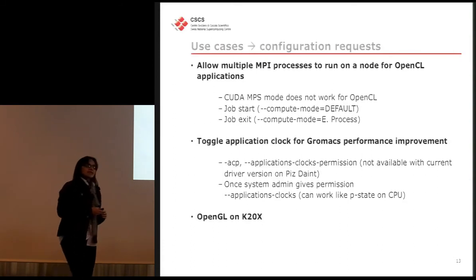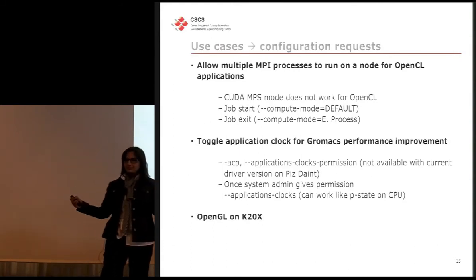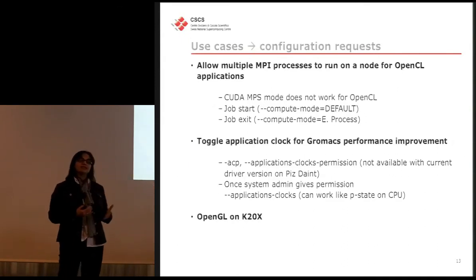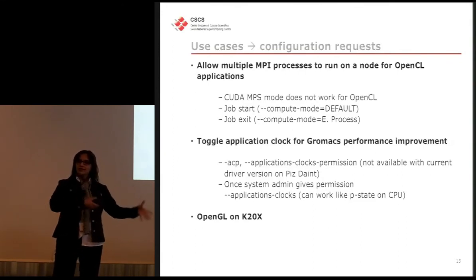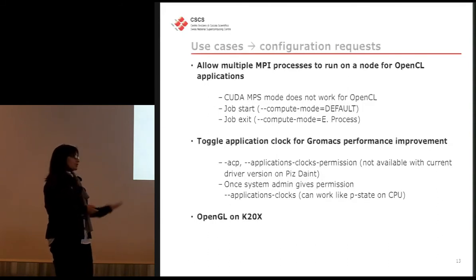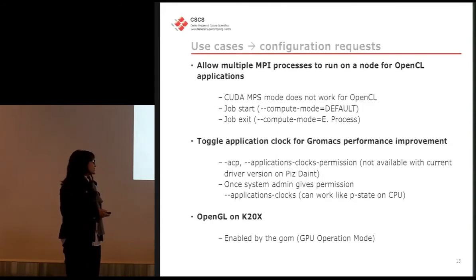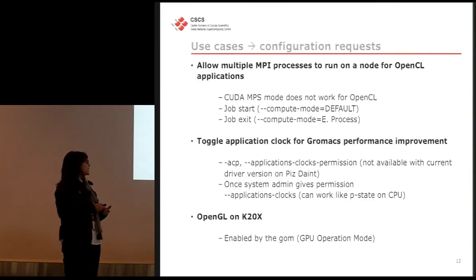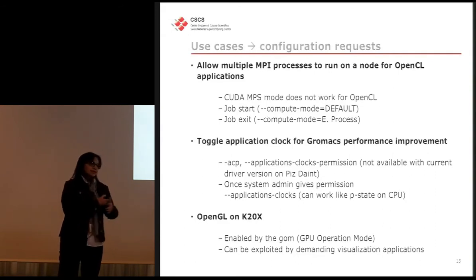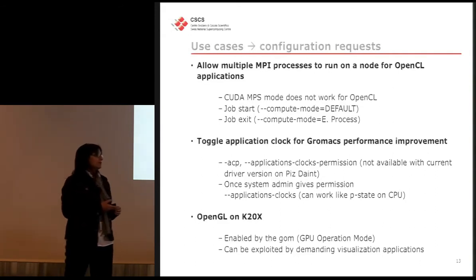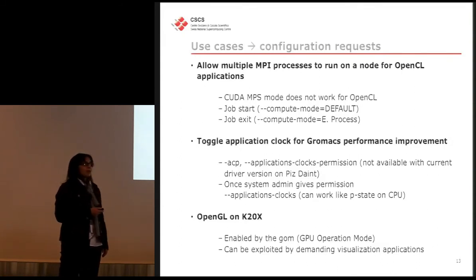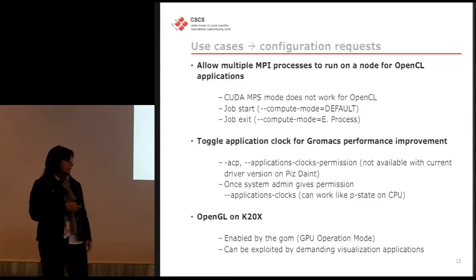The final use case is that now we have so many GPUs on our Cray machine, and we have a very high bandwidth I/O subsystem. People would like to use visualization without moving the data in and out too much, and they would like to use OpenGL. In this case, we can turn all on in the GPU operation mode, and you can do that. As I said, it could be exploited mainly by visualization applications, maybe with some other applications. But the problem here is you can enable it, but you have to reboot the node.